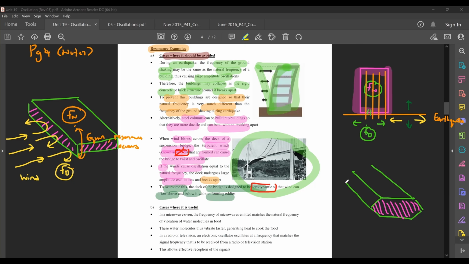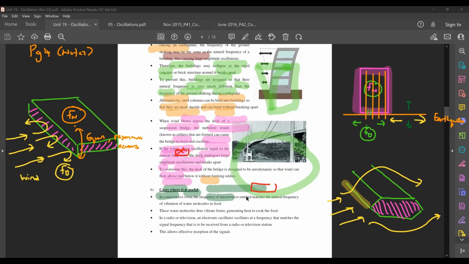So when you design your bridge like that, when wind tries to blow across it, it won't just simply hit it and go back. It can actually flow right on top of it and right below it. So because you're allowing the wind to flow past your bridge, you don't have any eddies. You don't have any kind of oscillating force caused by your wind. So you are avoiding any kind of possibility that resonance occurs. So this is what we mean by designing the bridge to be aerodynamic.